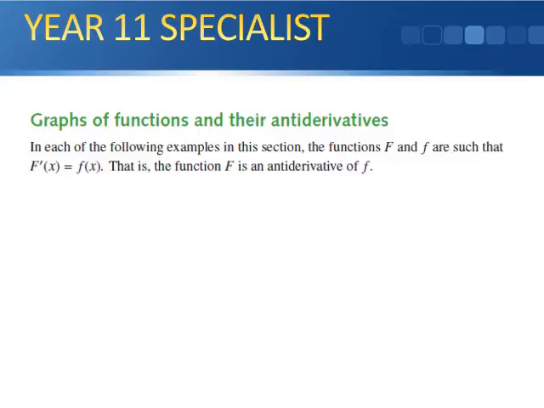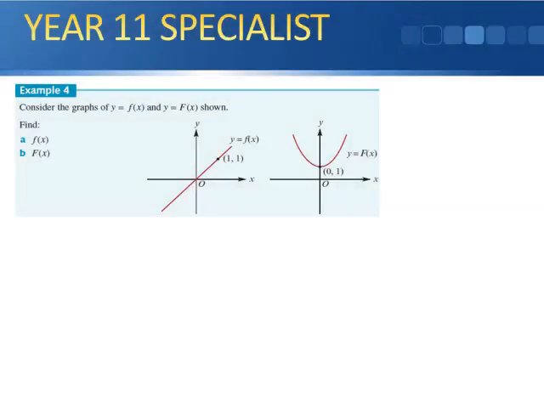Graphs of functions and their antiderivatives. In each of the following examples, we have to remember that the functions F and f are such that F dash of x equals f of x. That is, the function F is an antiderivative of f. So, example 4: consider the graphs of y equals f of x and y equals F of x shown. Find f of x.